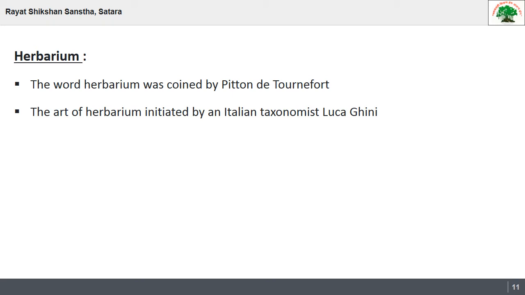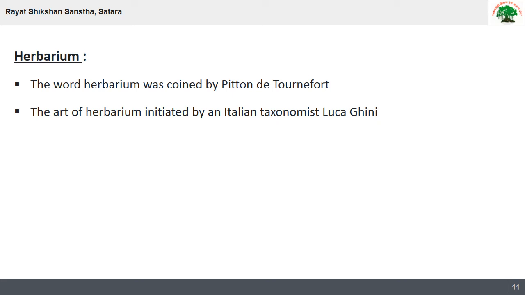Herbarium is one of the important taxonomical aids or tools for studying plants. The word herbarium is the singular form and herbaria is the plural form. The word herbarium was coined by Pitton de Tournefort, but the art of herbarium was initiated by an Italian taxonomist, Luca Ghini. So this is the history of herbarium: how the word was coined and how the art was initiated by the Italian taxonomist Luca Ghini.